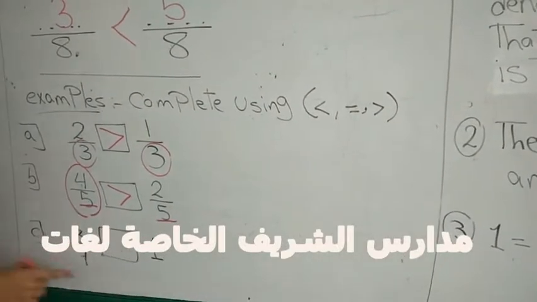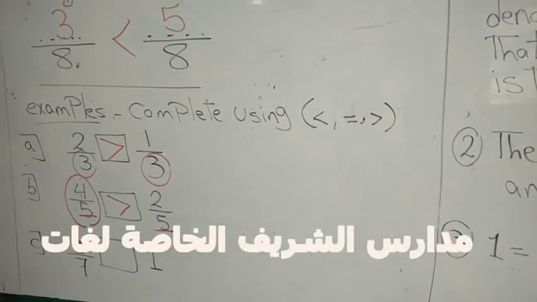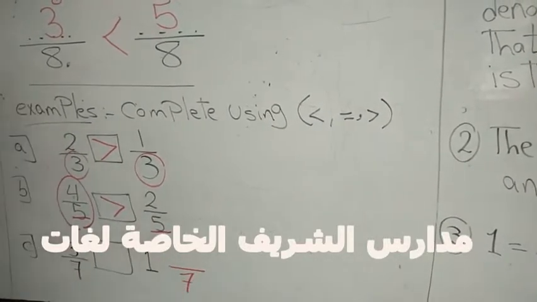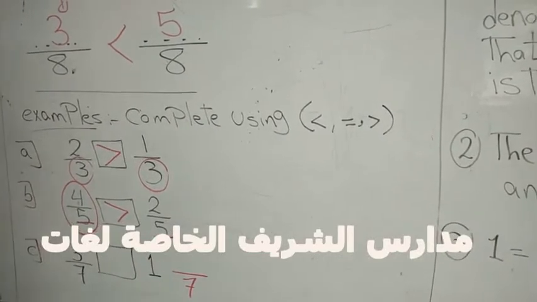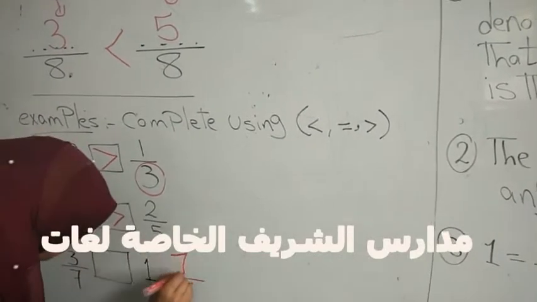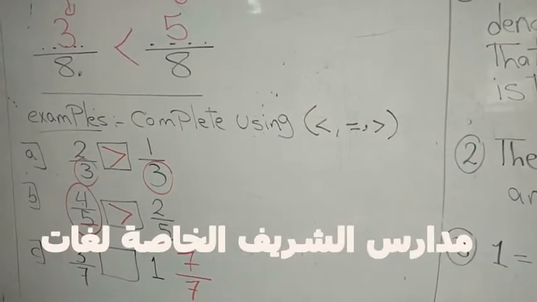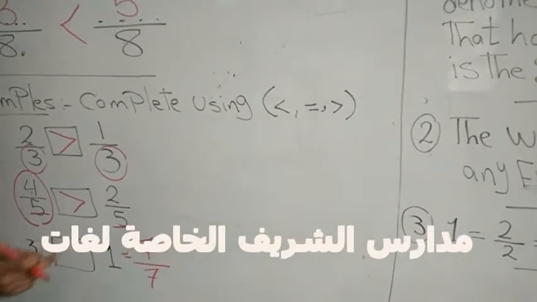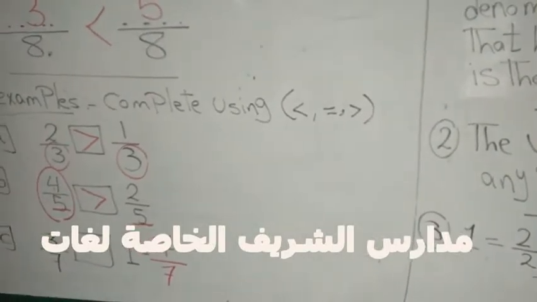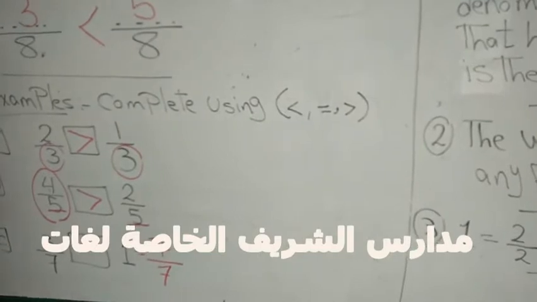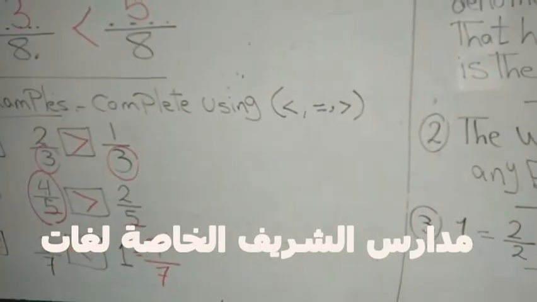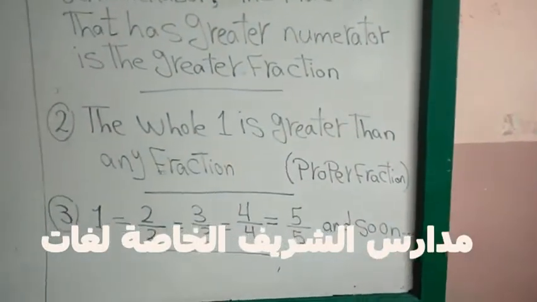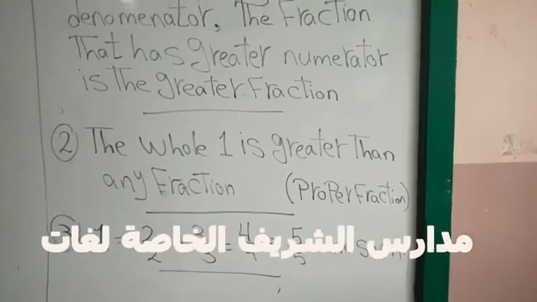Now we have a fraction and a whole 1. We can say that 1 has denominator 7, and 1 equals 7/7. Now we have the same denominator, 7, and the first numerator is 3, the second numerator is 7. 3 is less than 7, so 3/7 is less than the whole 1. And we can note that 1 is greater than any proper fraction.